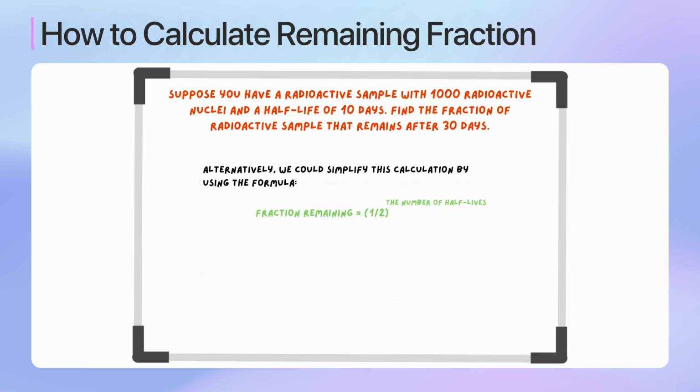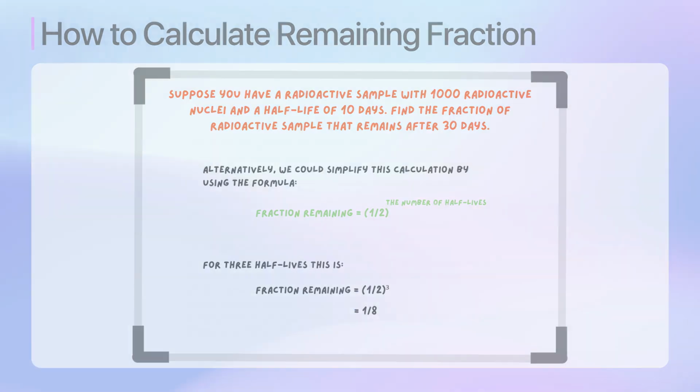Alternatively, we could simplify this calculation by using the formula that the fraction remaining is equal to 1/2 raised to the power of the number of half-lives. So for 3 half-lives, this is 1/2 to the power of 3, or 1/8 of the original radioactive sample remaining. Let's consolidate this new knowledge by going through some more practice problems.